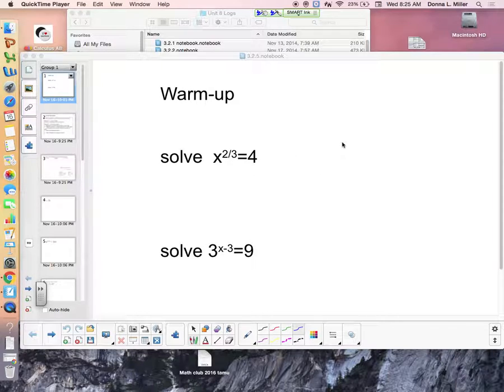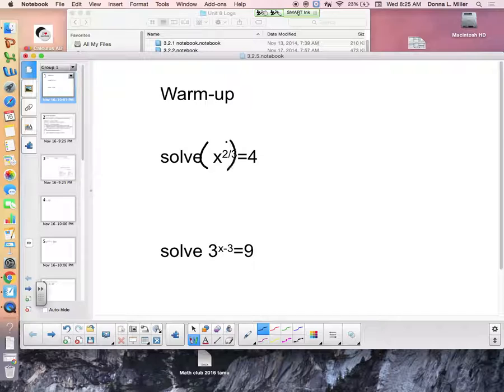Section 5. I'm going to do this warm-up for y'all just because this was a problem on that test. How do I get rid of the exponent 2/3? Do the 3/2, right? Take the reciprocal power. So I take both sides to the 3/2. So that's going to cancel that out. You get x. And what's 4 to the 3/2?